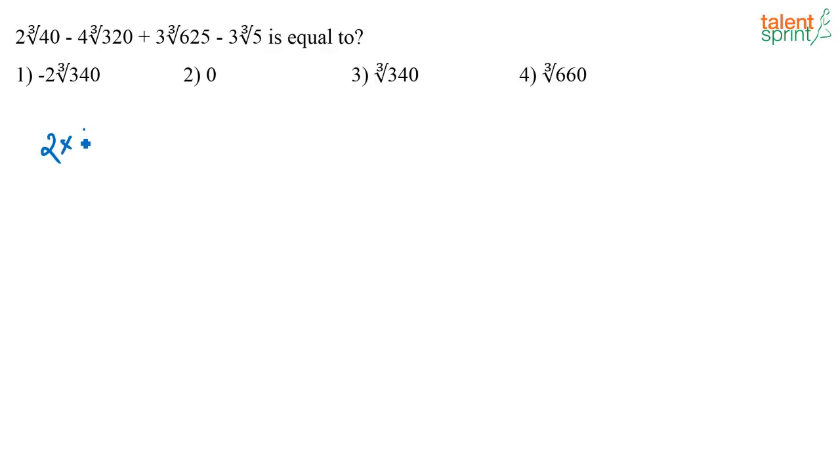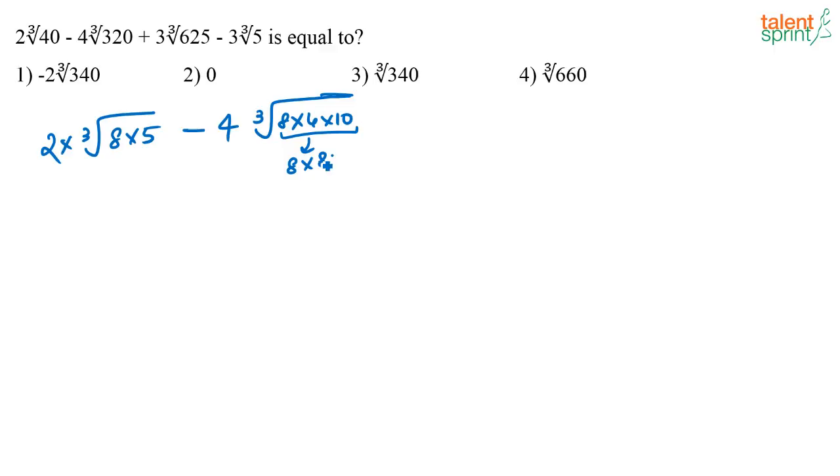See, this is nothing but 2 into cube root of 40. You can write it as 8 into 5. Here you have again 4 into cube root of 320, which you can write as 8 into 8 into 5. Again 40 is 8 into 5. So I am writing it like this because I know the cube root of 8 is 2, so I can take that term outside. That's why I am writing it like this.